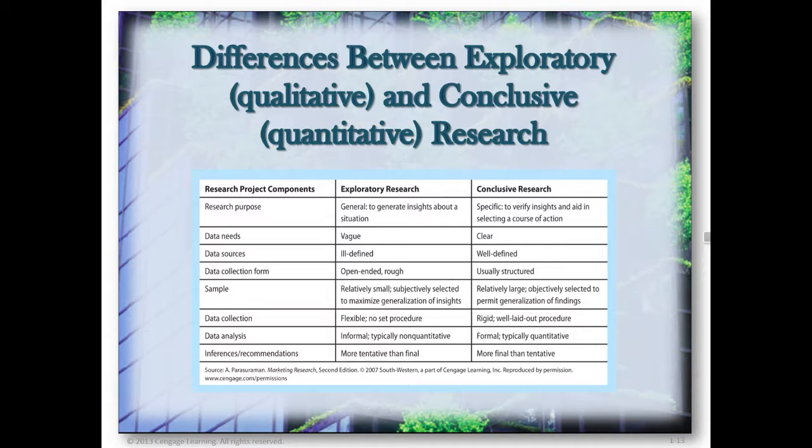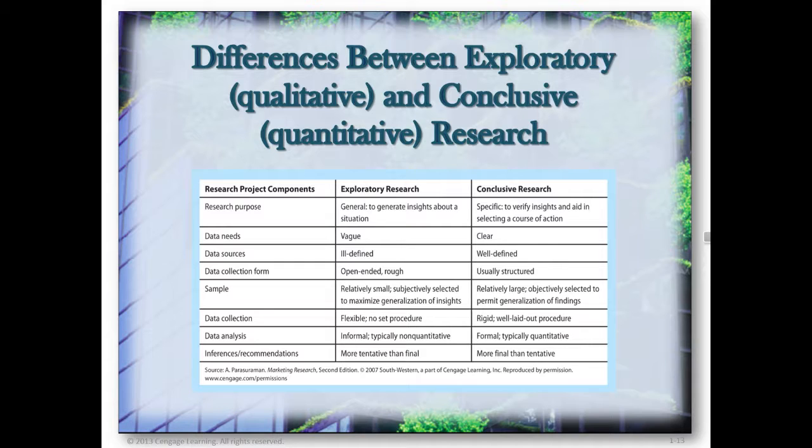So the research purpose in exploratory is just to generate insights about a situation. So if your sales are down and you don't really know why, then you might use exploratory research to get a sense of what's going on. With conclusive research, the research purpose is very specific. You may know that there's a specific problem and you want to get people's very specific responses to very specific questions.